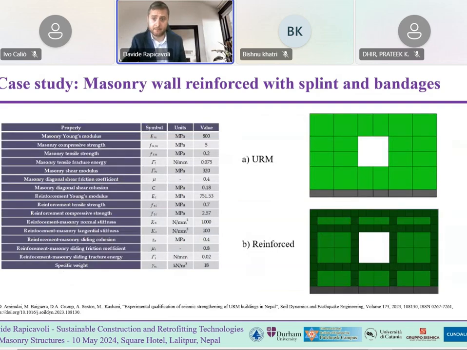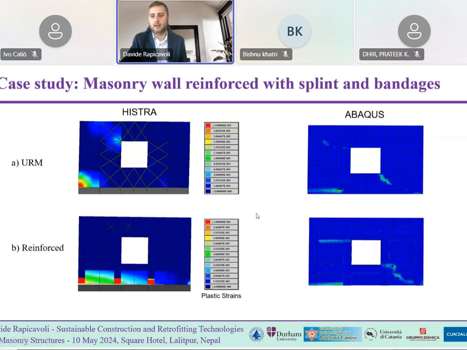This wall was studied by means of the discrete macroelement method. In particular, the wall was developed without reinforcement and with the reinforced system. The analysis was obtained by means of ISTRA software that implemented the discrete macroelement method.